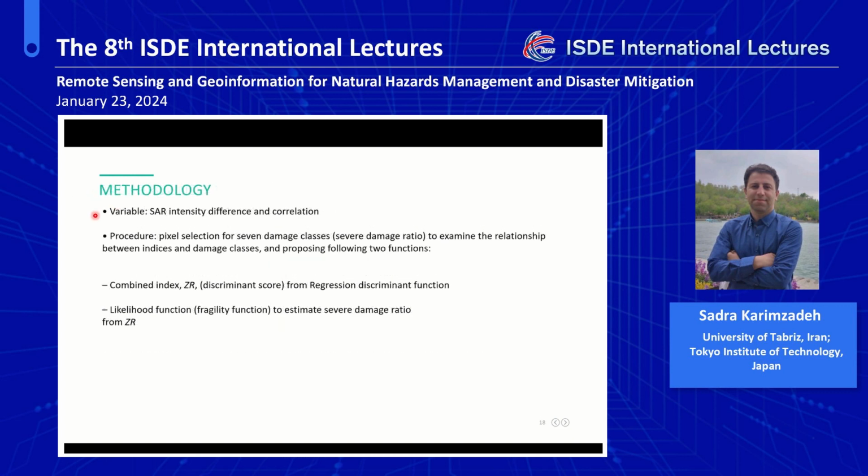So we have two variables, intensity difference, as I told you, and correlation coefficient. And we also have two functions. One is a discriminant function coming from regression analysis, the z-score, as you can see here, and also a likelihood function or fragility curves to estimate the severity of damage.